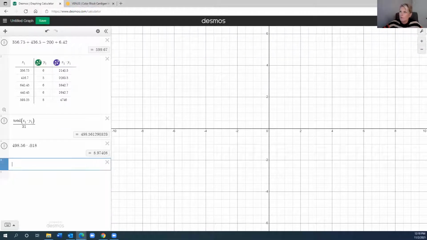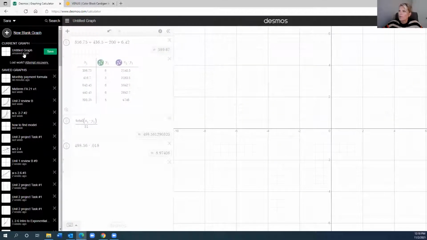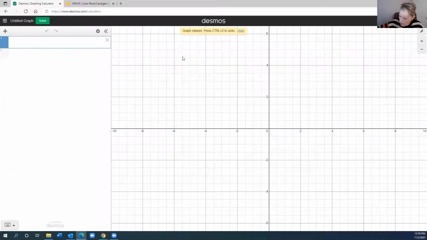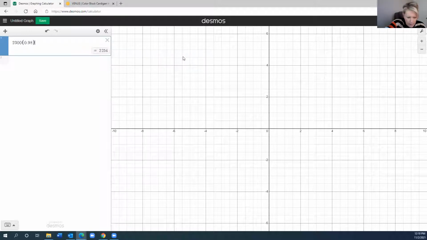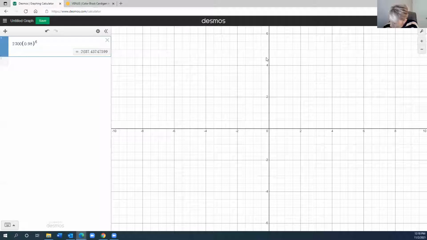I'm going to start a new one here in Desmos so you can see the blank screen. It would be 2,300 times 0.98 raised to the 6th power. So after 6 months, we would have a balance of $2,037.44. And question 12 says, just make a guess. How long do you think it would take to pay off the full balance at this rate? Discuss, then ask your instructor to give their thoughts.